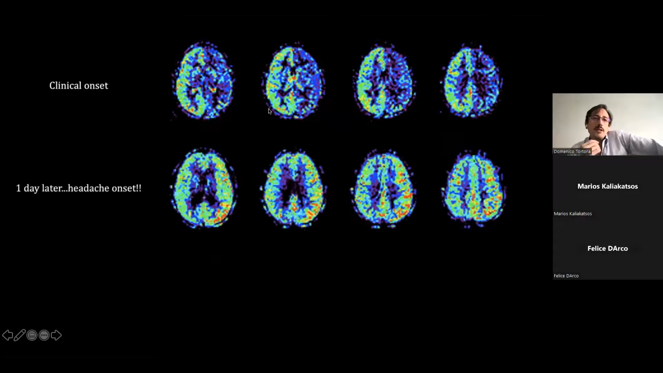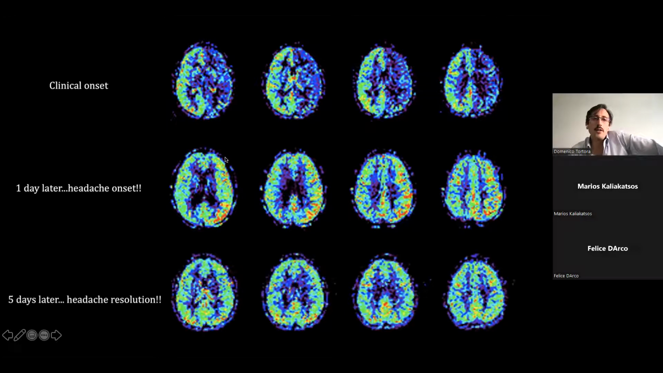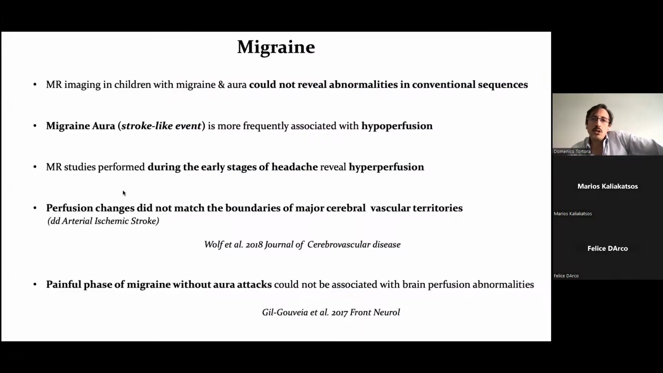The day after, the patient presented headache, so we performed another MR scan, and this time we found a totally reversed pattern on brain perfusion. You can see the hyperperfusion of the left hemisphere. And after 5 days, with headache resolution, we found the normalization of this abnormal pattern. This is the typical evolution of brain perfusion changes related to the migraine.